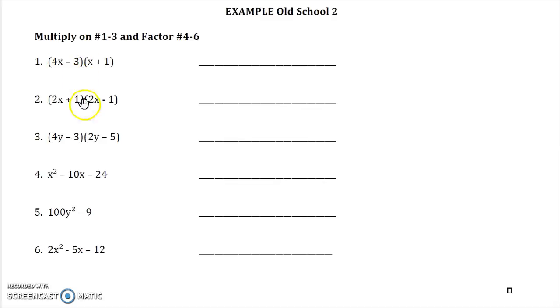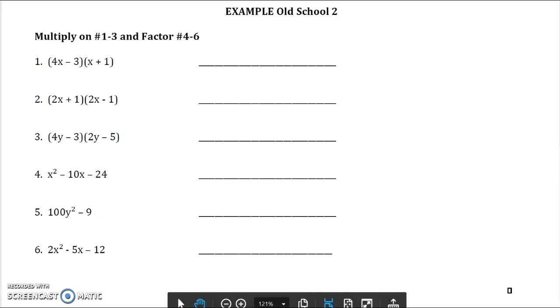The first three have to do with multiplying. Some of you may have called it FOIL. Some of you may have called it, what else would y'all have called it? How about double distribution? So let's give it a go at that one.